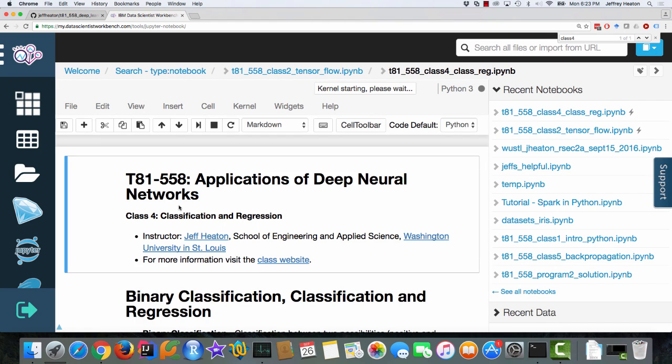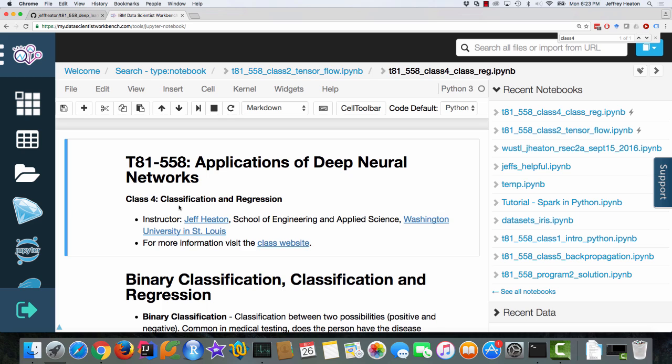This class is class 4, and we'll cover classification and regression. Now, we've seen both of these already, because really, classification and regression, that's sort of all a neural network does. So if I didn't just throw you into classification and regression earlier, we couldn't really do anything. So now we're going to get into both of these deeper. I'm going to show you how you analyze the results from them.